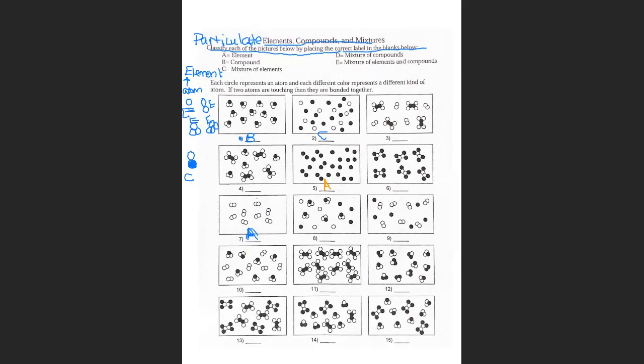Just in case you forgot, let me scroll up a little bit. Can I scroll this out of the way? Oh, good. Okay, so C is mixture of elements. Yeah, A is element. B is compound. Okay, do y'all see any other ones? We still have a bunch to answer. We have 3, 4, 6, 8, at least on this view.